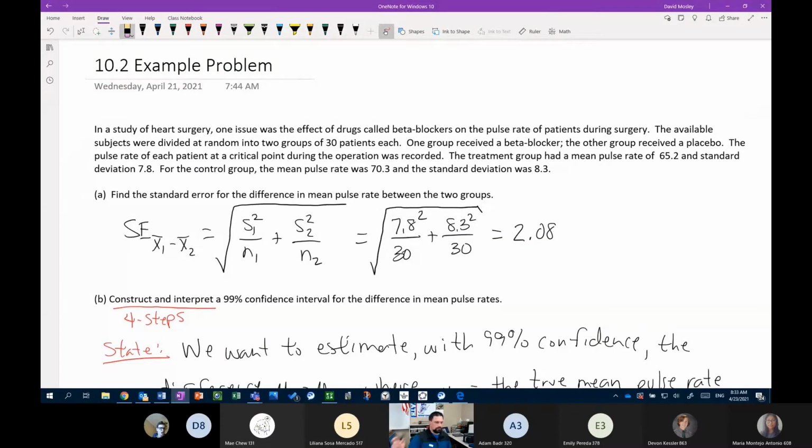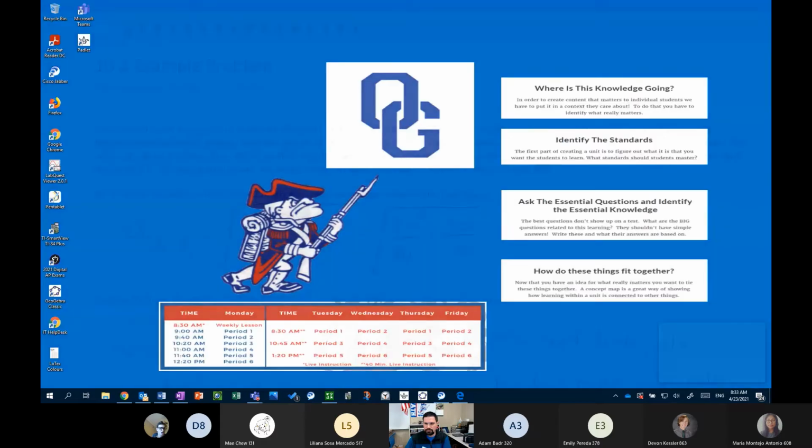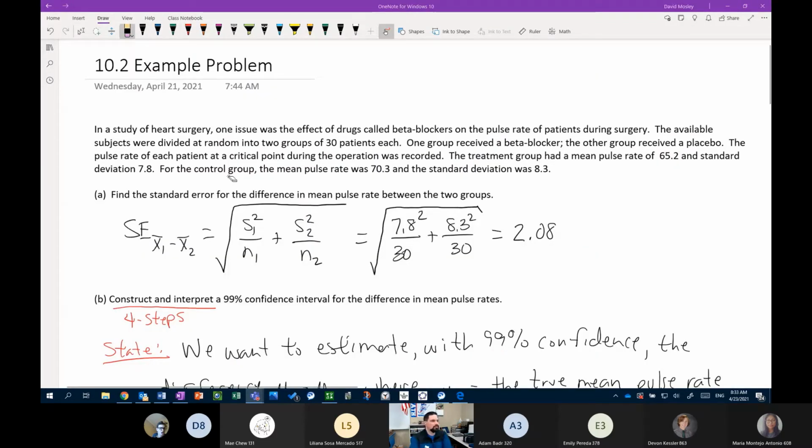Alrighty. So we're going to start by looking through an example problem. In a study of heart surgery, one issue was the effect of drugs called beta blockers on the pulse rate of patients during surgery. The available subjects were divided at random.